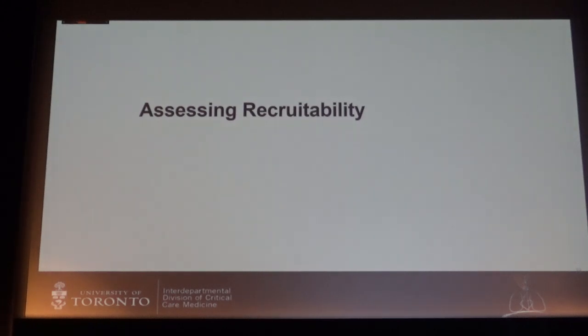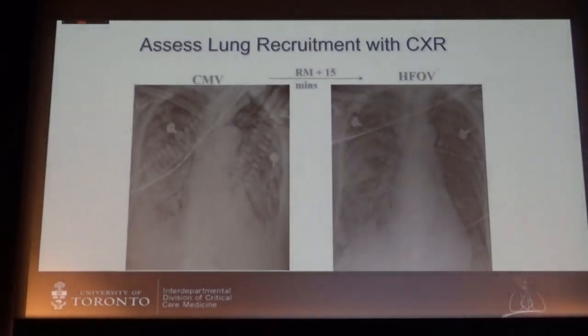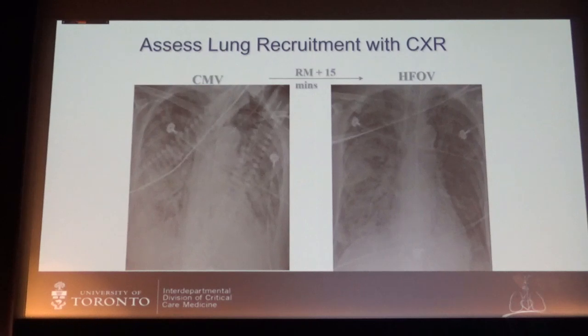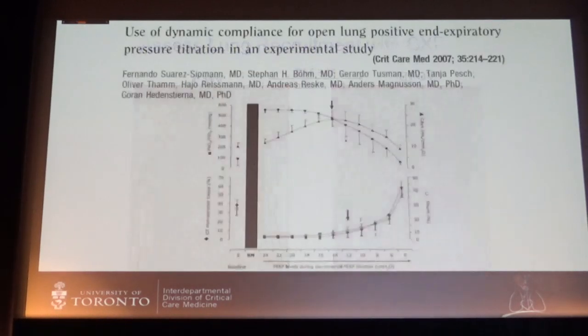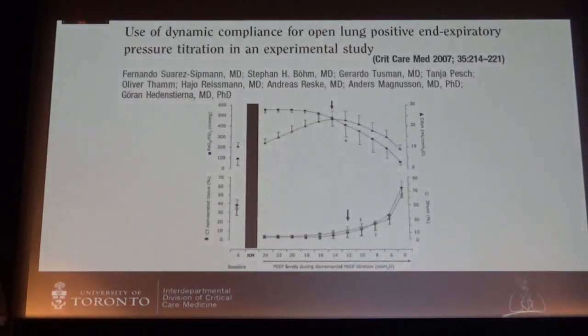Okay, but this is how we might do it. How do we assess it? How do you know if you're successful or not? Sometimes it's very obvious. You can see it on a chest x-ray. You can use more sophisticated methods, as outlined here, during a decremental PEEP trial, looking at compliance, looking at saturation, which can give you a clue as to where you've successfully recruited and then started to de-recruit.